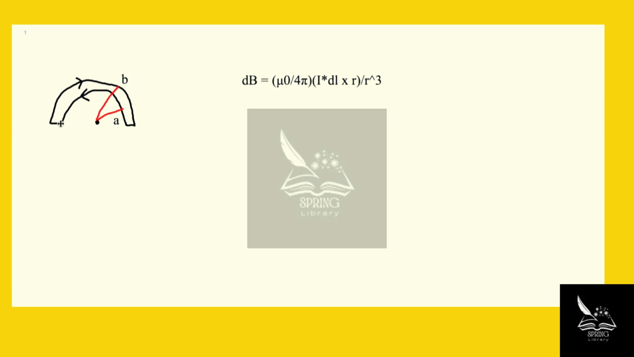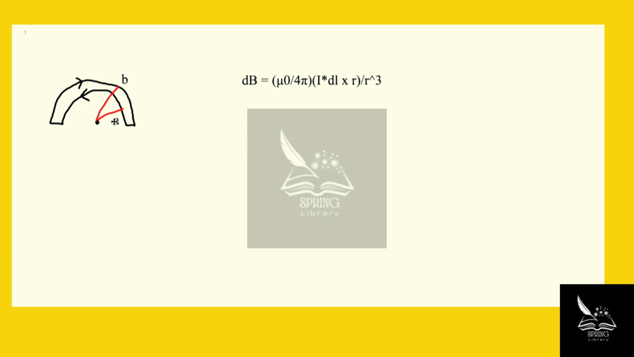Now the first thing to notice, well, let's take a look at the Biot-Savart law, which is what we're going to need to use to calculate this. And the essential component is this dl cross r. So dl is going to be along the length of this wire, and then r will be the vector pointing from the point to the point on the wire.